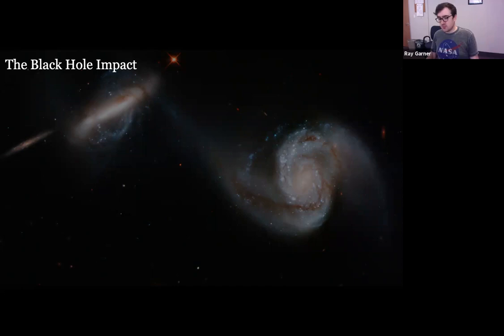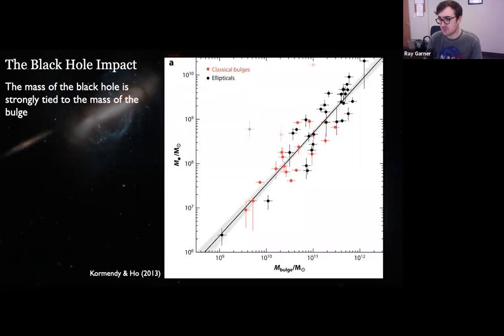And we've noticed several weird relations between black hole and other properties of the galaxy. So for example, the mass of the black hole is strongly tied to the mass of the bulge.